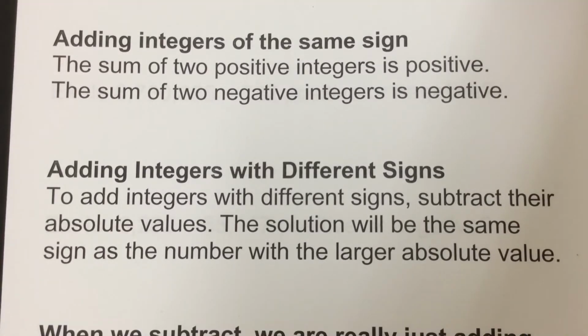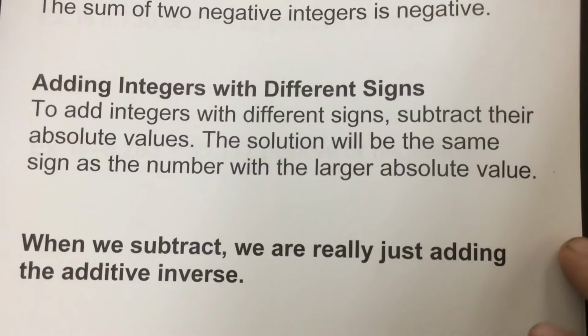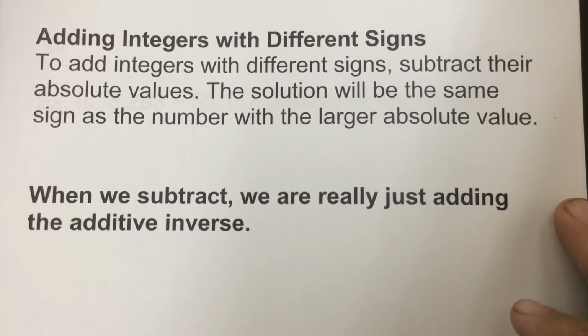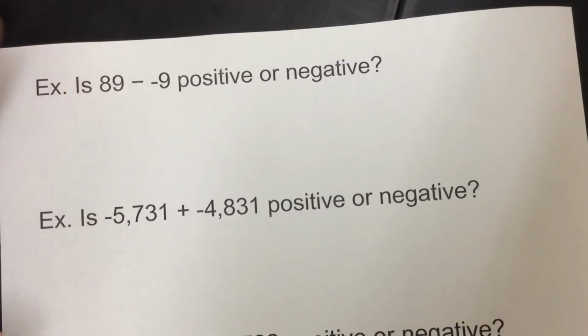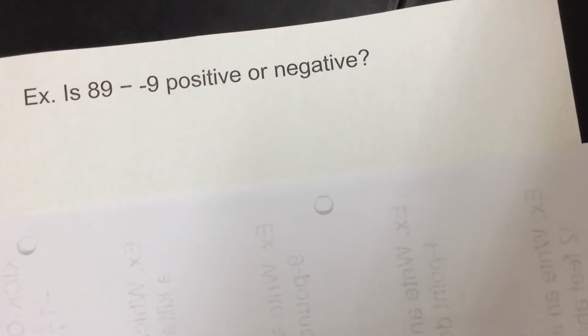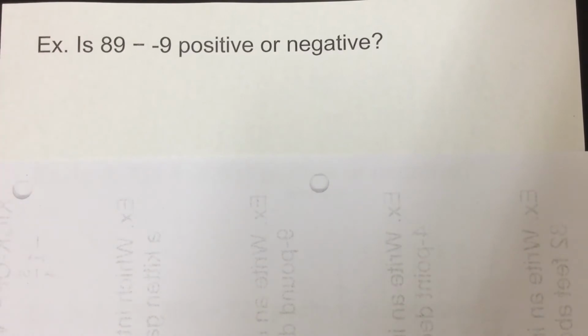And then when we subtract, we're going to be adding the additive inverse. So we're going to switch the sign: leave, change, opposite, and then it'll be like following the addition rules. So for this one here, a lot of it's just going to be, okay, what is the sign? All we're going to focus on is the signs, what's going to happen in these equations.